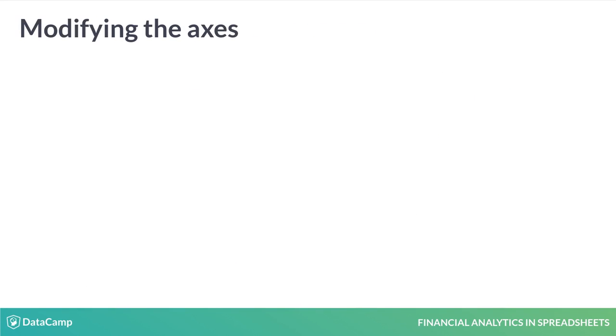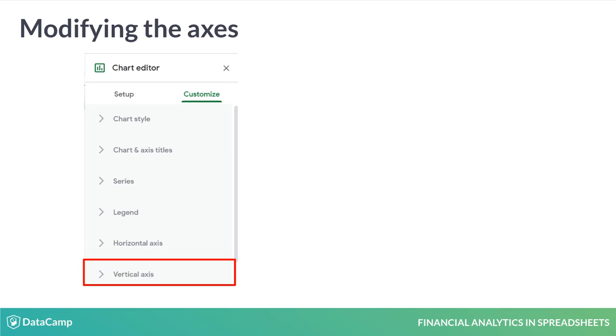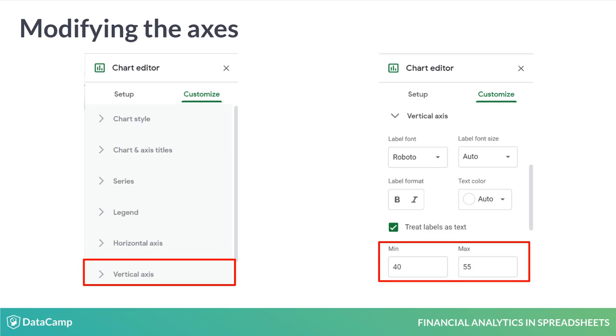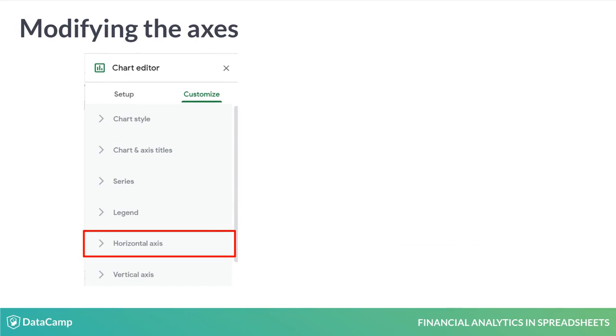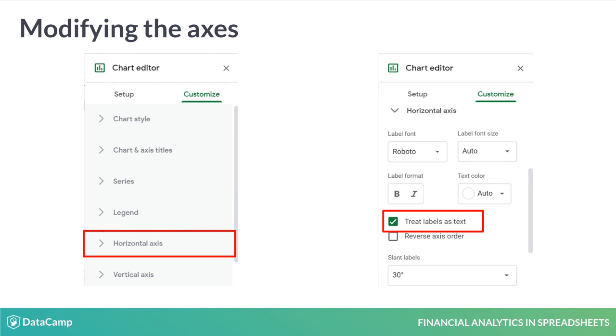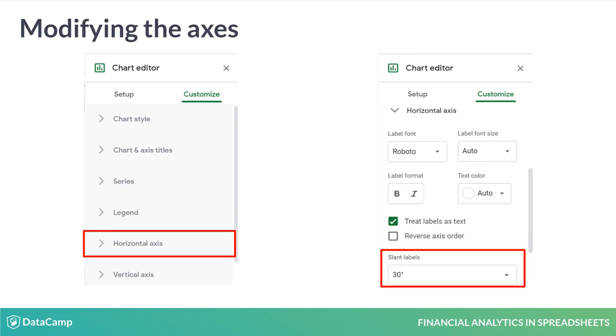Finally, you can modify the axis. You can define the upper and lower bounds of the vertical axis. To do so, click on Vertical Axis and enter the desired values in the bars right below Min and Max. Moreover, you can change how the values appear on the horizontal axis. For example, you can treat labels as text and modify their slant for better readability.